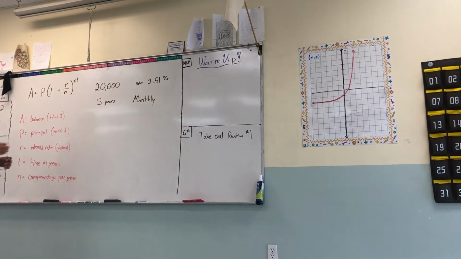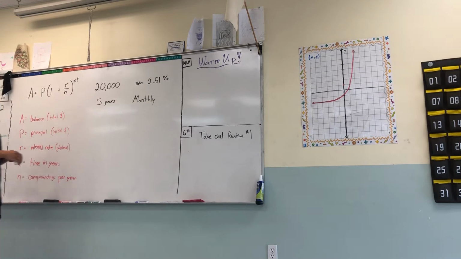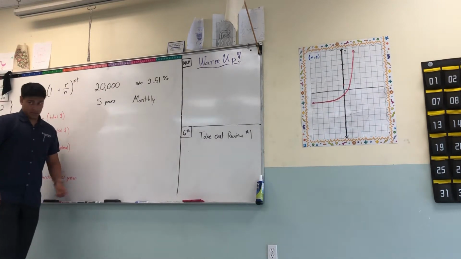Okay, so with the 20 grand, the rate of 2.51%, she wants to leave it in there for 5 years without touching it, and the bank compounds it monthly. What is she going to have after 5 years? Go ahead and try to solve it. Plug it into your formula. And monthly is just 12. You need to plug it in.